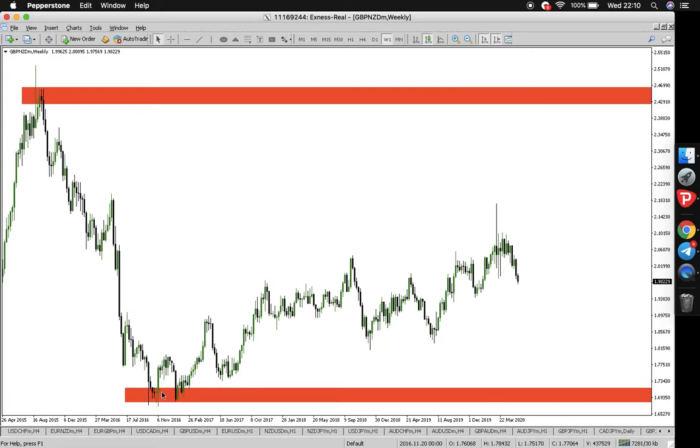Our demand zone is where price is obviously very cheap, so big hedge funds and banks want to buy a lot of the currency, and our supply zone is where the currency is overpriced, so they want to get rid of it, they want to sell it off. And we can see the market is currently trading in the middle of our key zones.